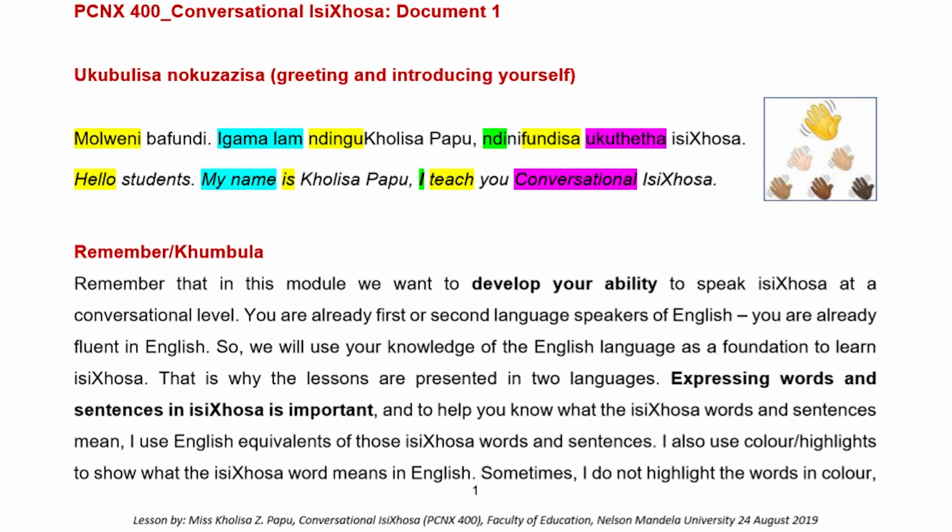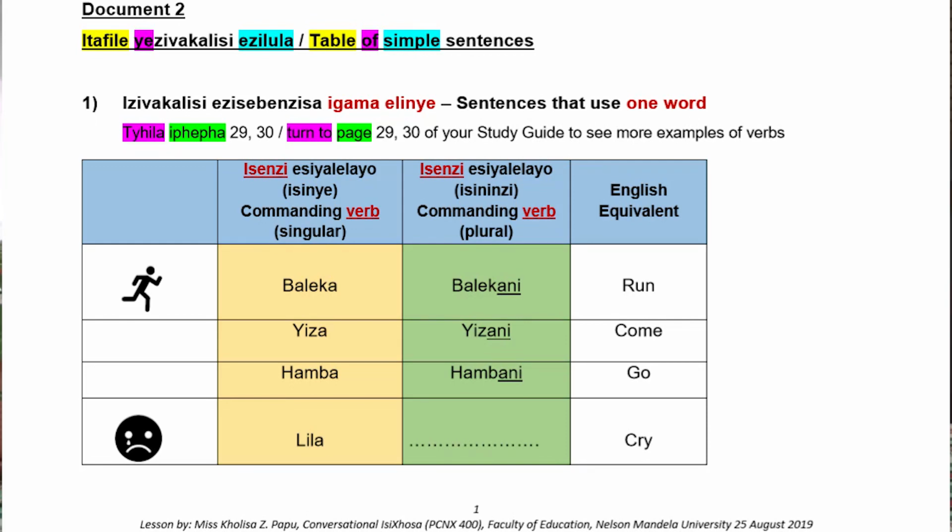This is document 1, and document 1 tells us about the overview of the entire lesson on how to construct sentences in IsiXhosa. And remember, there will be English equivalents of how to construct a sentence as well. Then we also have document number 2. Document number 2 are practical exercises of how you can apply the knowledge of how to construct sentences in IsiXhosa.